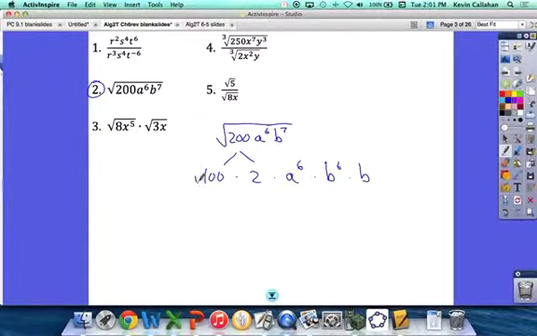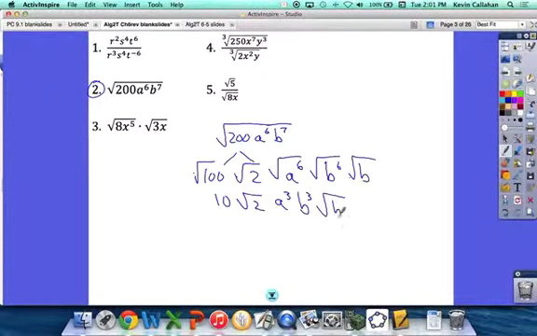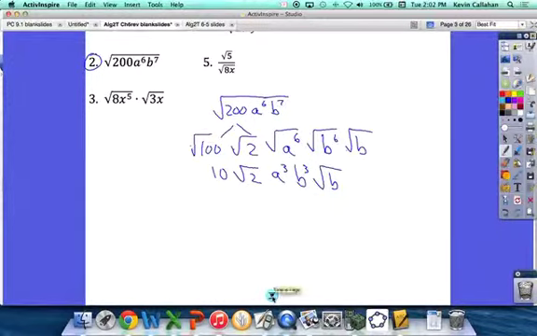And now take the square root of every one of those. Right, the square root of 100 is 10. The square root of a to the 6th is a to the 3rd. The square root of b to the 6th is b to the 3rd. Right, and now put together all the things that are outside. 10 a to the 3rd, b to the 3rd. And then all the things together that are inside a radical, 2b.